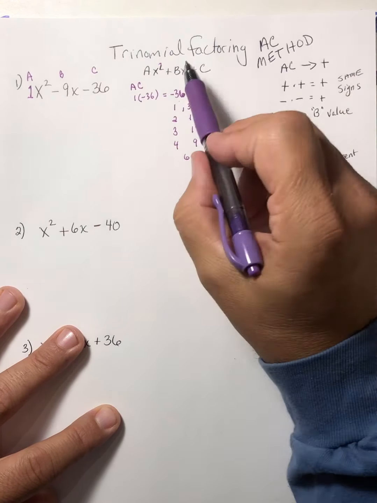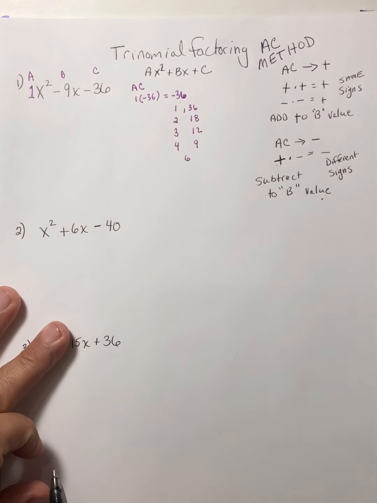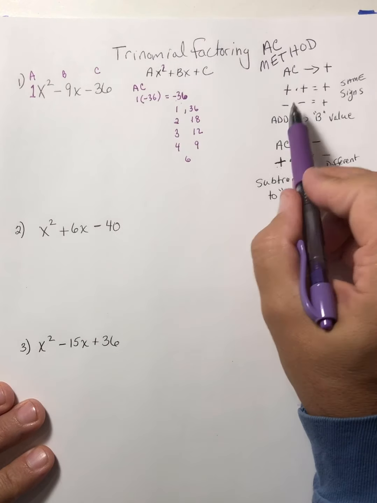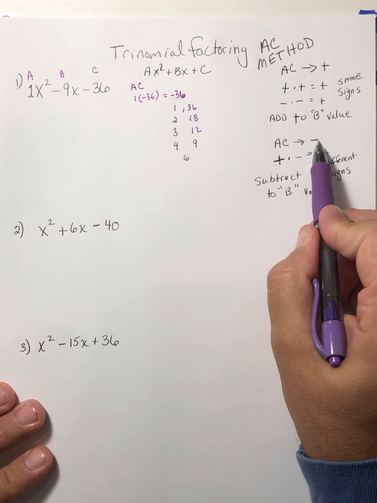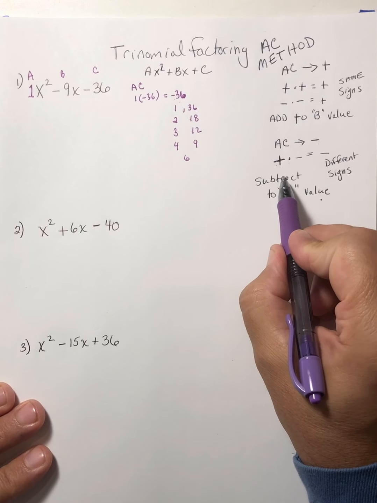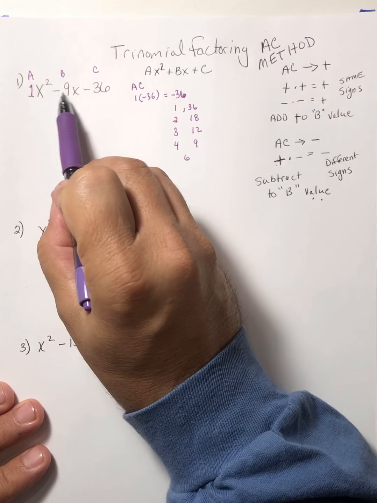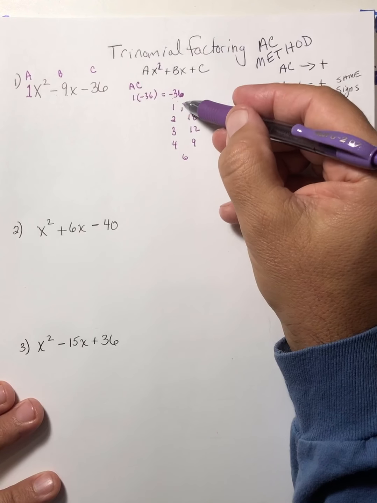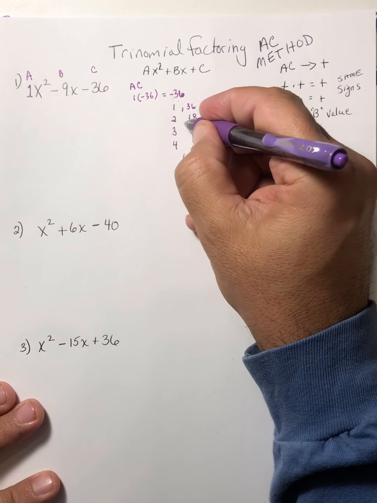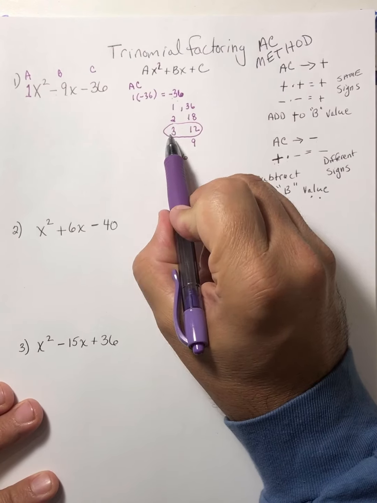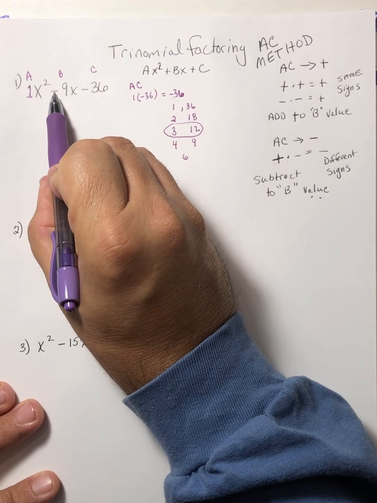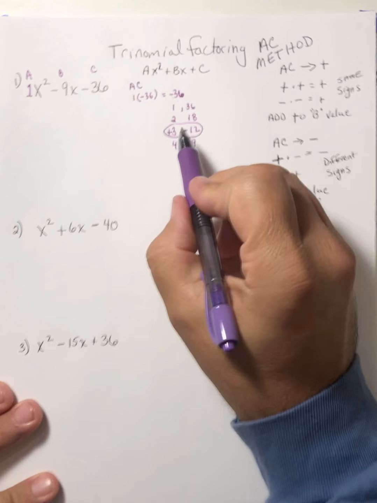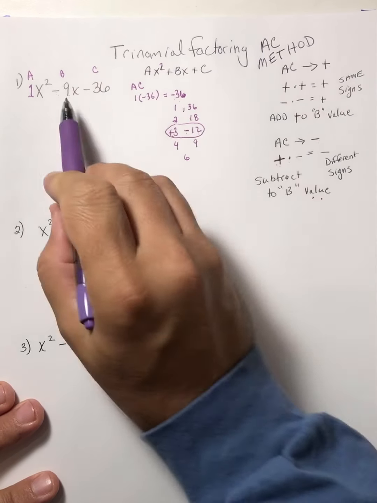Okay, so our A times C is a negative number. So A times C is negative, our signs have to be different, and we're going to subtract to the B value. Well, my B value is negative 9. Right now, I ignore the negative. I have to subtract and get a 9. So which one of these numbers can subtract and give me a 9? That's right, 3 and 12. Well, in order for 3 and 12 to subtract to be a negative 9, the 3 has to be positive and the 12 has to be negative. So 3 minus 12 gives us a negative 9.